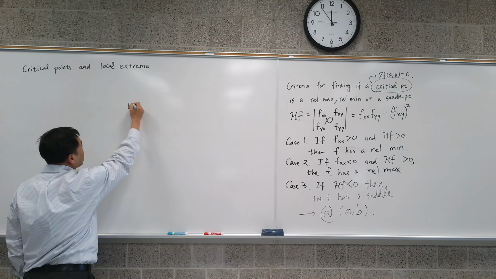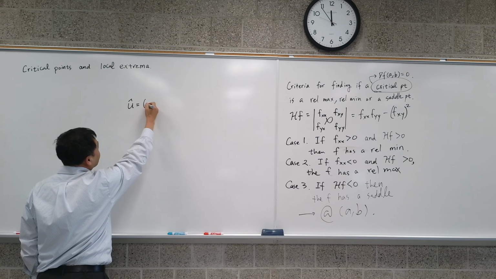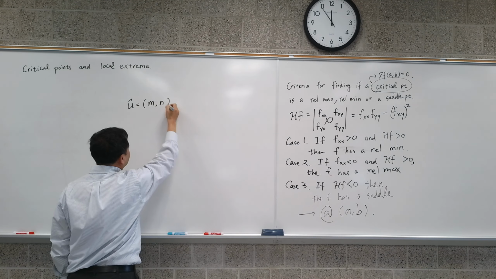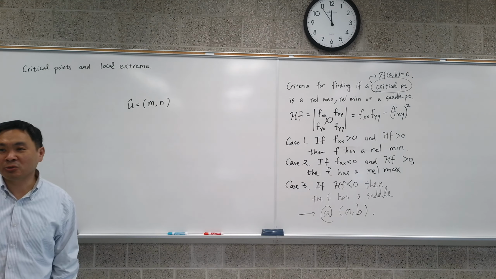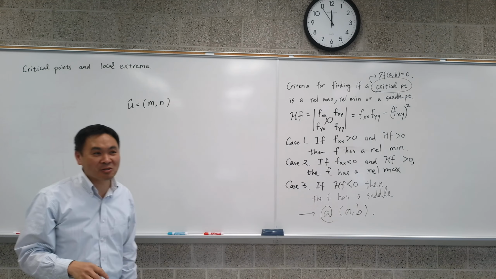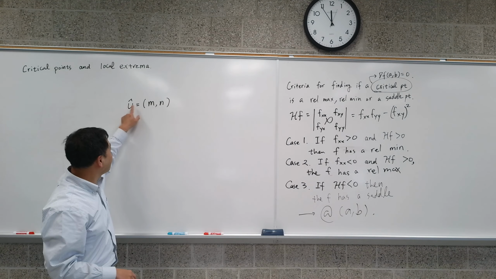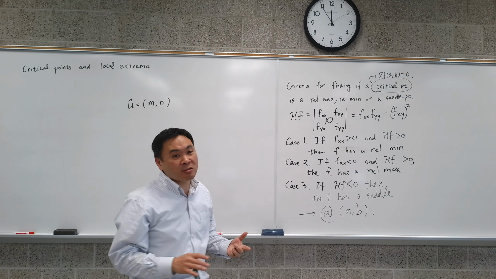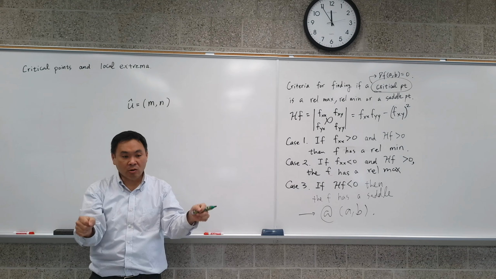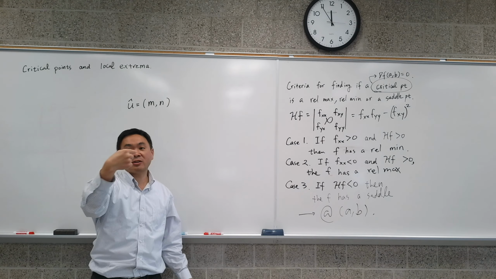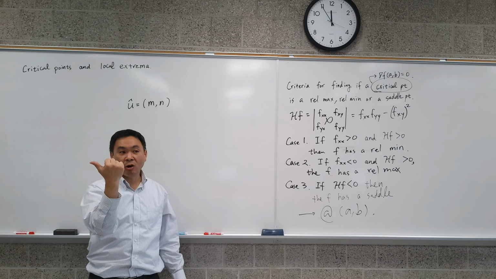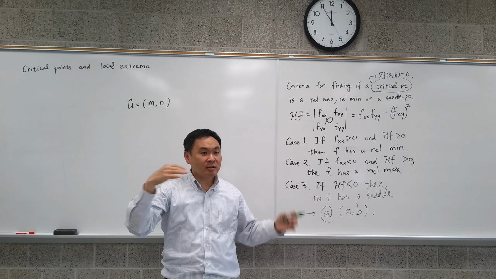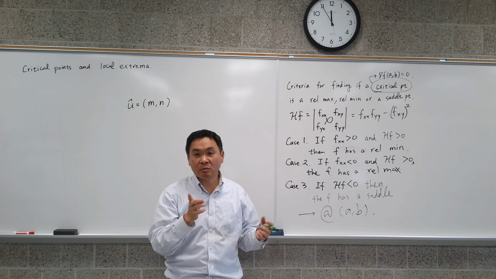let's say u hat is, say, (m, n). I could also use cosine, sine, but then everyone gets scared. So let's just say (m, n). u hat means it's a unit vector, so m squared plus n squared is 1. So it's some unit vector, okay? Now, what we really want to say is that if it's a local max, then its second derivative in any direction should always be negative, right? Then it's a local max. Or if it's a local minimum, then its second derivative in every direction should be positive, right?